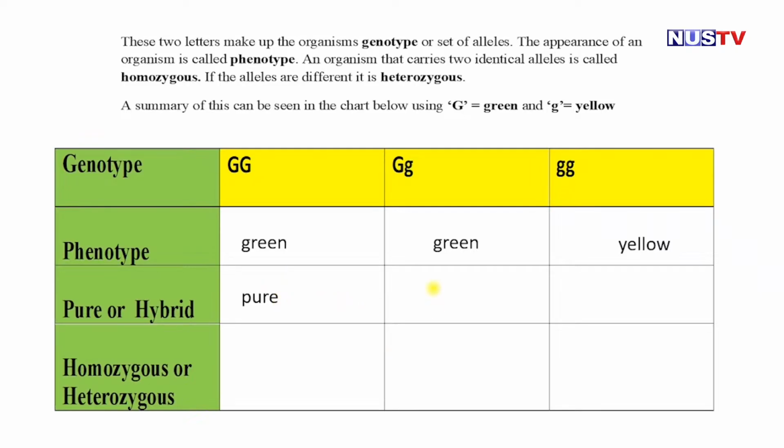Next, capital letter G, small letter g, hybrid. Reason, there is involvement of gene here, mixing of gene.